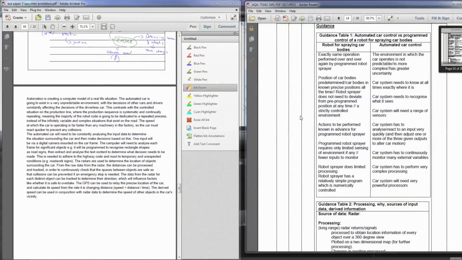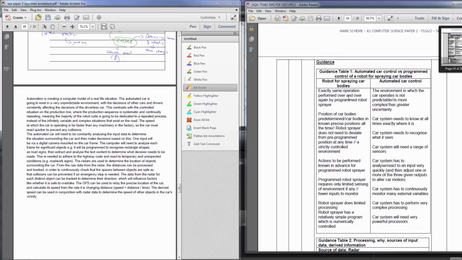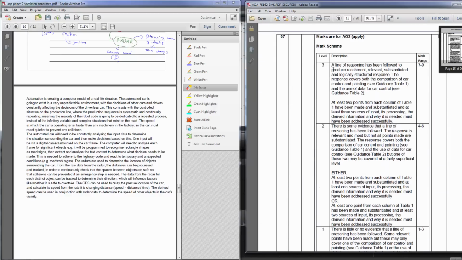So I've just finished editing the video. I said in it that I was going to come back at the end and show you me marking my 9-mark answer, which I'm regretting a little bit now, but anyway. The general guidance in the mark scheme is that to get the top band of marks, you need a line of reasoning that's produced a coherent, relevant, substantiated and logically structured response.